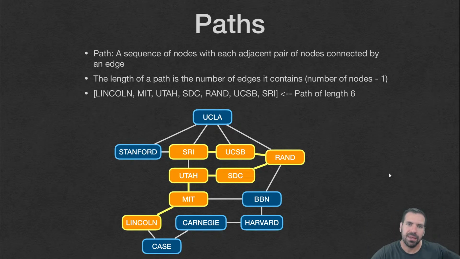So we defined a path. A path is a sequence of nodes where each consecutive pair of nodes is connected by an edge, but we didn't introduce the length of a path. The length of a path is the number of edges in that path, which is equal to the number of nodes in the path minus 1. So this path, Lincoln, MIT, Utah, SDC, RAND, UCSB, SRI, is 1, 2, 3, 4, 5, 6 edges, 7 nodes. So the length of this path is 6.